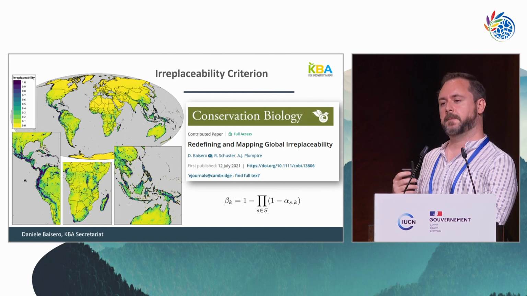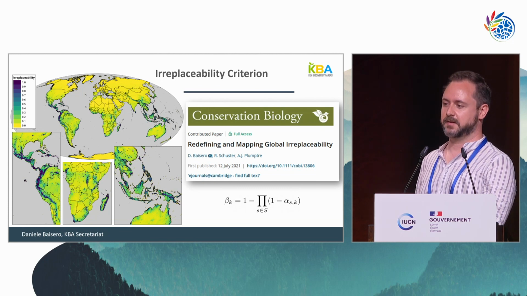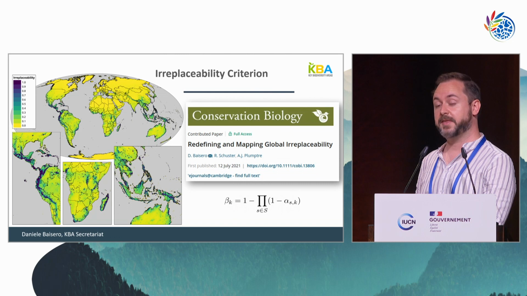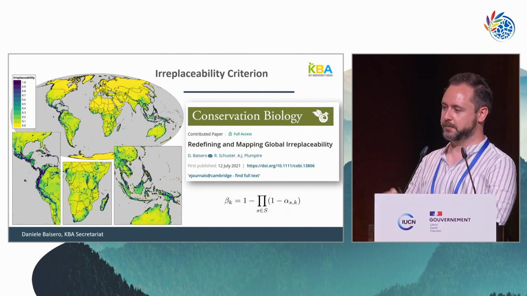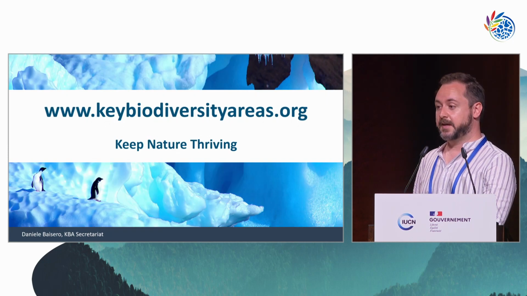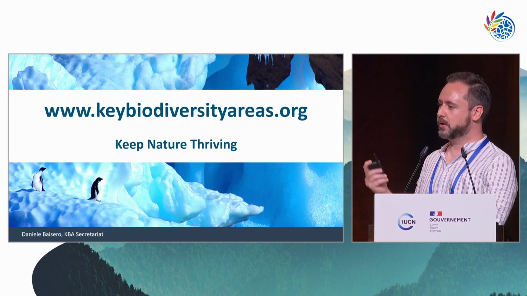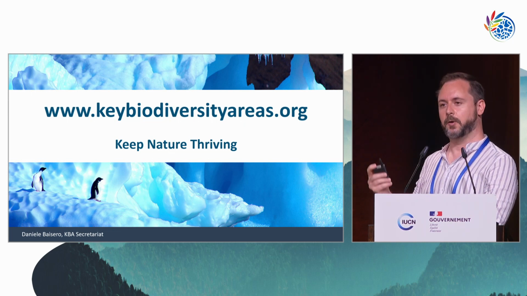And finally, we are working on simplifying some of the processes. The irreplaceability, for example: irreplaceable sites are sites without which certain conservation targets for species cannot be achieved, or where losing the site means that we lose much of the potential for conserving the species contained within. We have been working on finding a more streamlined process for identifying irreplaceable criteria, including a publication that came out this year. And again, all of the tools that can help you identify KBAs are available through the website. Thank you.